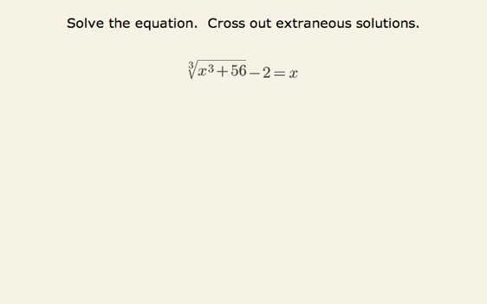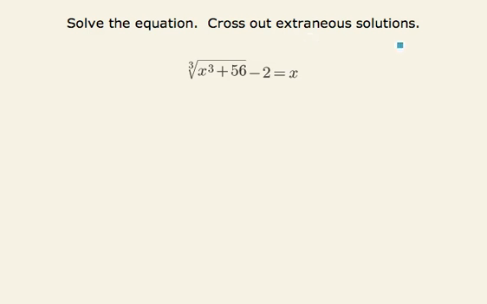Solve the equation, cross out extraneous solutions. We have here a radical equation. It has a cube root in it. And recall that sometimes when we have radical equations and we undo the radical by taking both sides of the equation to a power, we introduce extraneous solutions.